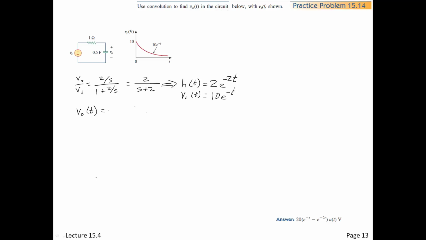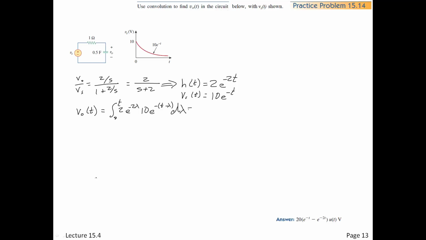When we get the convolution, we're going to do this as a convolution here, and let's just write out the whole nasty integral. From 0 to t, we have h of t, 2 e to the minus 2 lambda, we're doing the dummy variable, times the supply, 10 e to the minus (t minus lambda) d lambda.